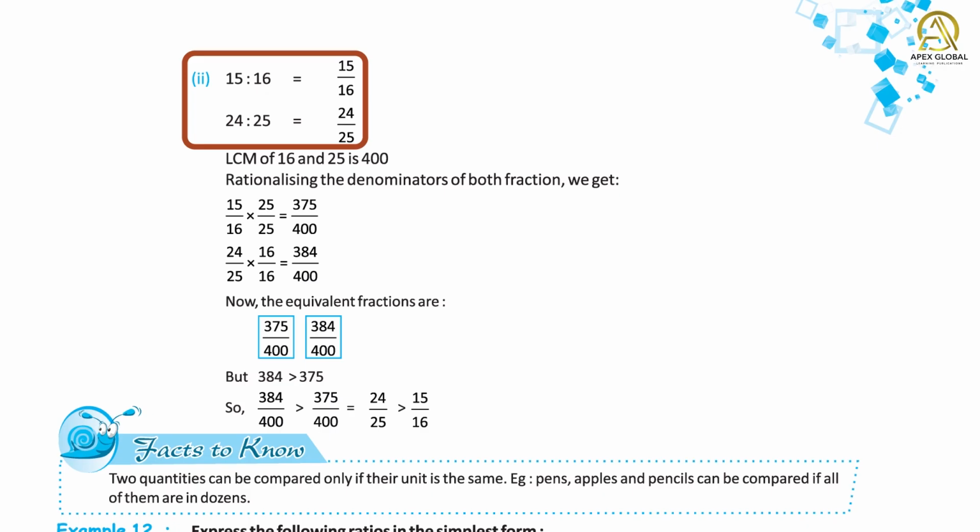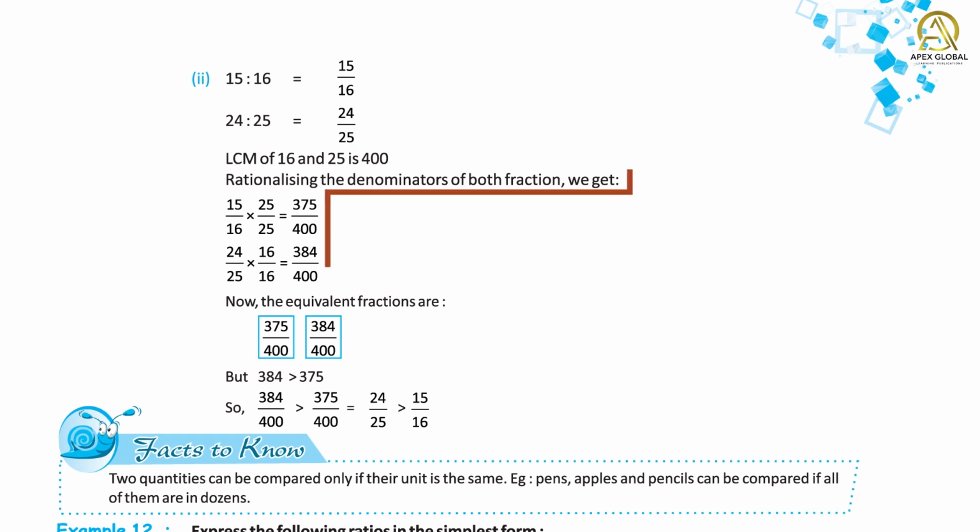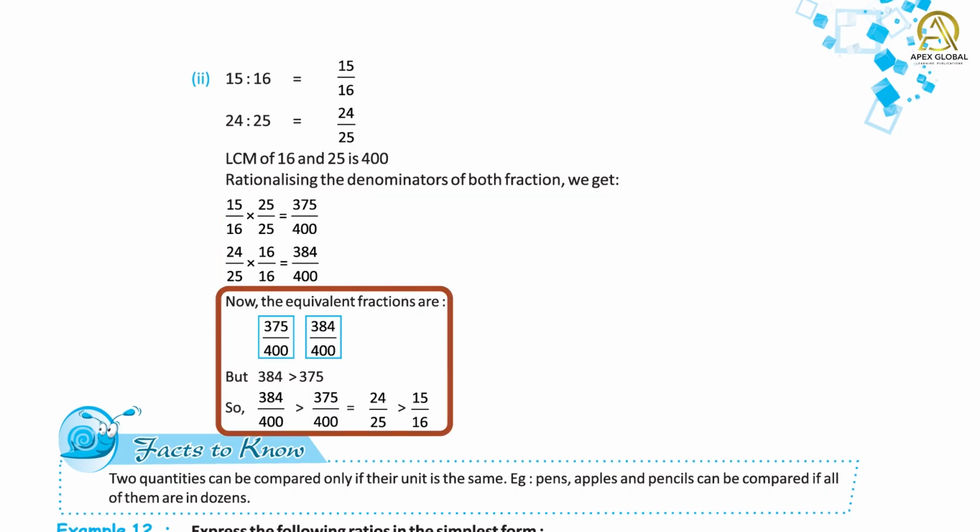24 ratio 25 equals 24 upon 25. LCM of 16 and 25 is 400. Rationalizing the denominators of both fractions, we get 15 upon 16 into 25 upon 25 equals 375 upon 400. 24 upon 25 into 16 upon 16 equals 384 upon 400. Now, the equivalent fractions are 375 upon 400 and 384 upon 400.